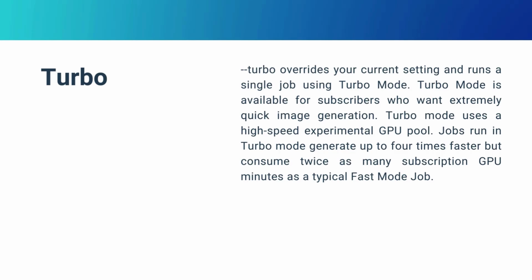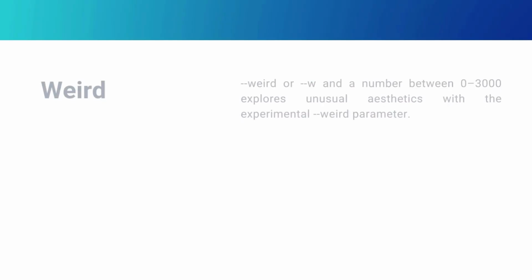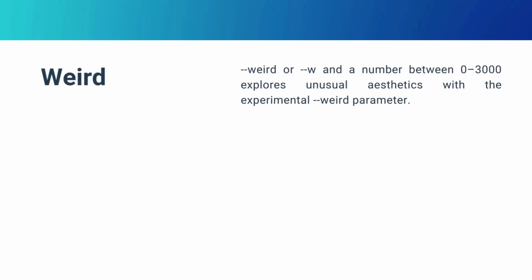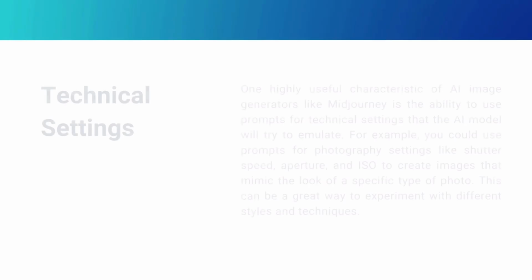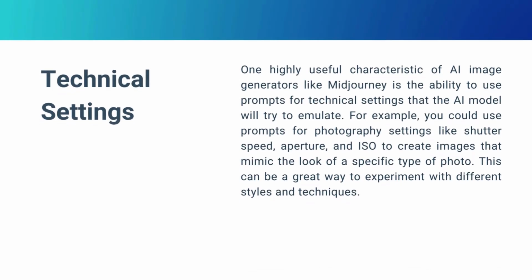Turbo mode is available for subscribers who want extremely quick image generation. Turbo mode uses a high-speed experimental GPU pool. Jobs run in turbo mode generate up to 4 times faster, but consume twice as many subscription GPU minutes as a typical fast mode job. --weird or --w and a number between 0 through 3000 explores unusual aesthetics with the experimental --weird parameter.